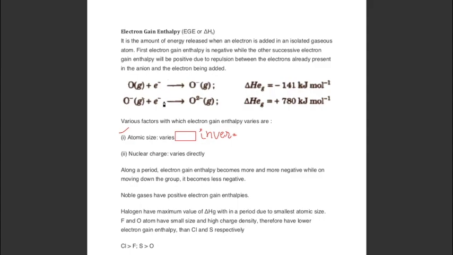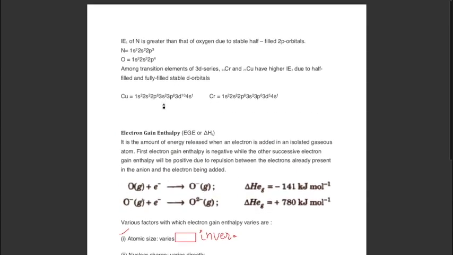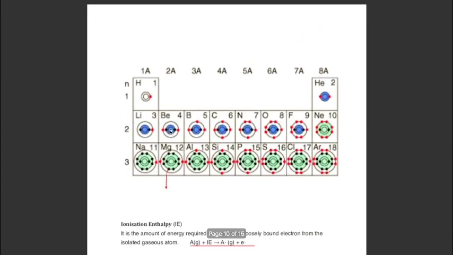We can explain this in this way: when the size of the atom is less, all the electrons present in the outermost shell experience more force of attraction from the nucleus.